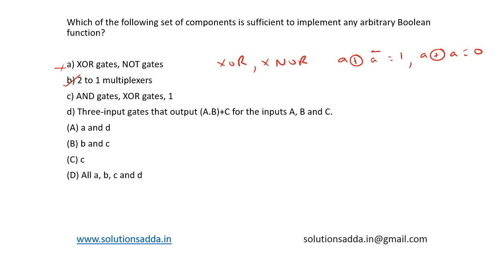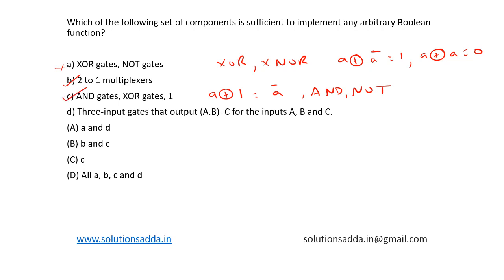XOR can be used in such a way that a NOT gate can also be made using XOR, that is A XOR 1 is equal to A bar. So we have AND and NOT functionality here. Again, this requires an external input of 1, but still we can make it functionally complete. So option C is also correct.